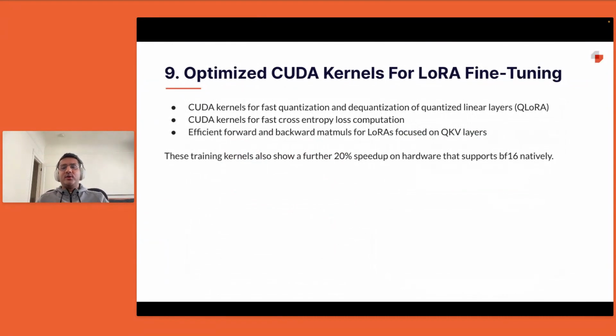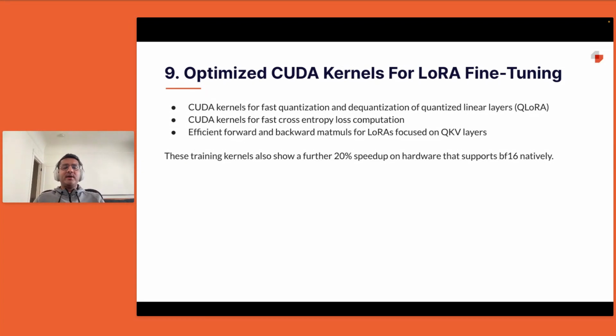And if that was not enough, we decided to go a step further, and we use optimized CUDA kernels for LoRA fine-tuning. Without going too much into the details, we have CUDA kernels that do fast quantization, fast dequantization of quantized linear layers. We have CUDA kernels that do fast cross-entropy loss computations. There are some methods that do efficient forward and backward multiplications that are mostly focused on computing attention of QKV and with the LoRA layers, because that's usually where the LoRA layers get injected.